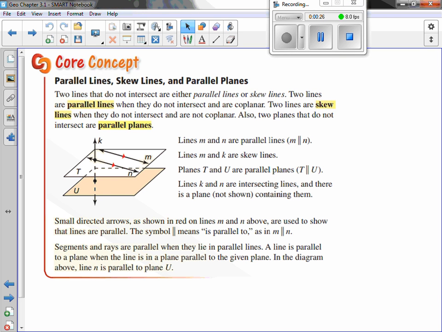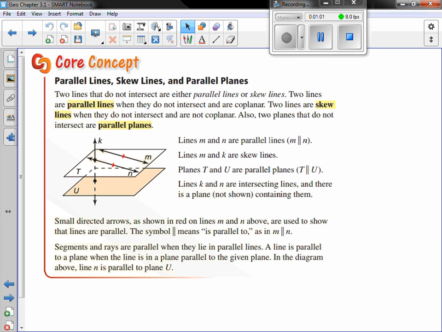Because there's a few that we have: parallel lines, skew lines, and parallel planes. Now, parallel lines you're used to seeing, but the definition was probably a little weird, yes? Because two lines are parallel when they do not intersect and are what? Coplanar. Because we're going to define parallel lines as being two or more lines that do not intersect and are coplanar. They lie in the same plane.